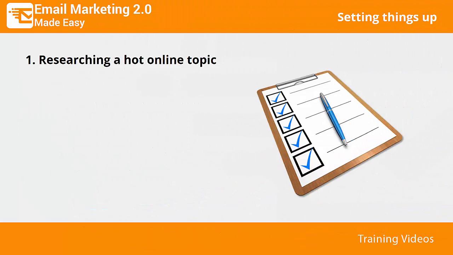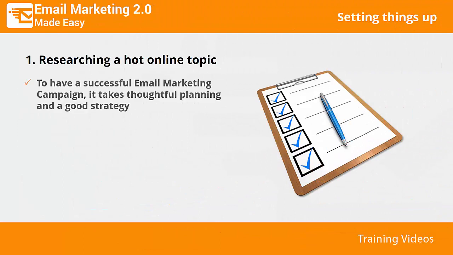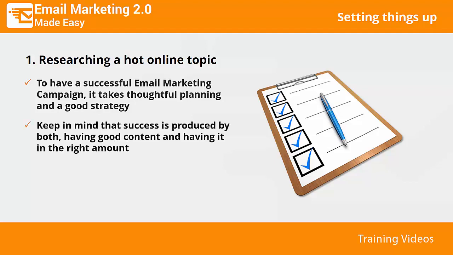1. Researching a hot online topic. To have a successful e-marketing campaign, it takes thoughtful planning and a good strategy. If it's done right, there's no doubt that new leads will be generated and loyal customers obtained. Keep in mind that success is produced by both, having good content and having it in the right amount.